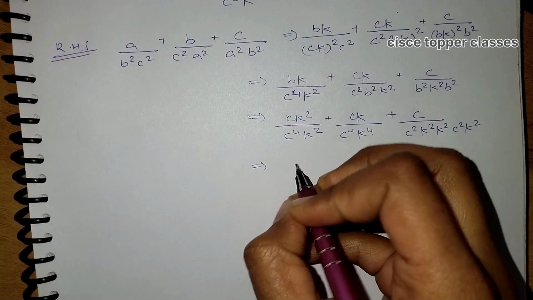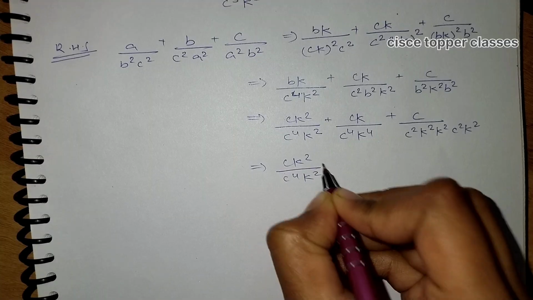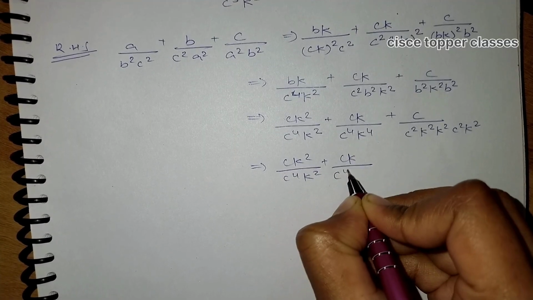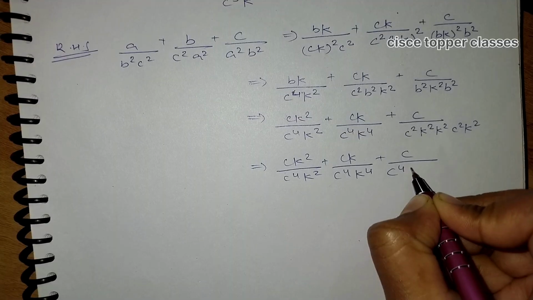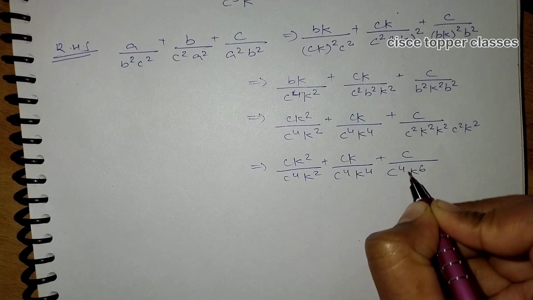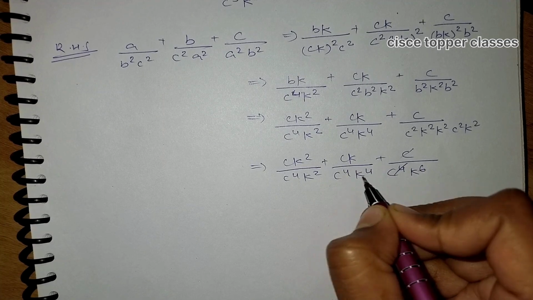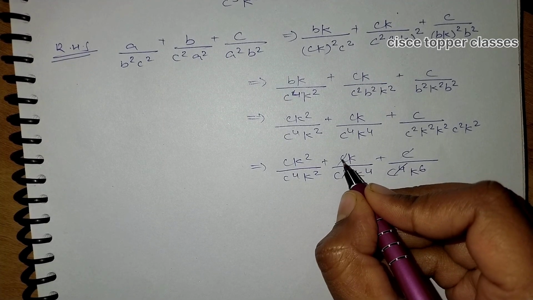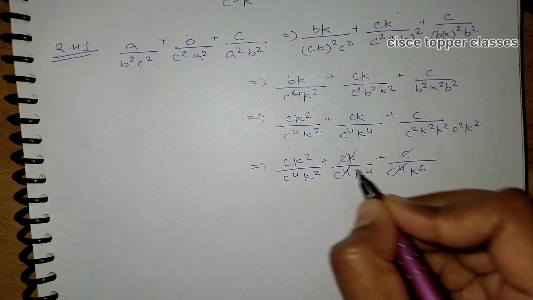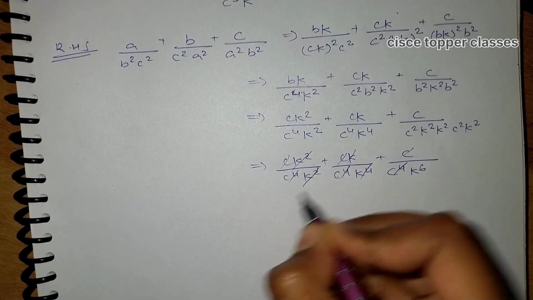So if we put the values here, it will become c²k² upon c⁴k² plus c²k⁴ upon c⁴k⁴ plus c² upon c⁴k⁶. So this will be cancelled out by one power. Here c⁴ will be cancelled out by c⁴, c with c⁴, then k with k⁴, again c with c⁴ and k² with k².